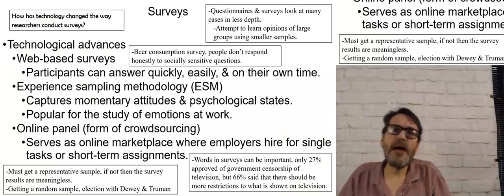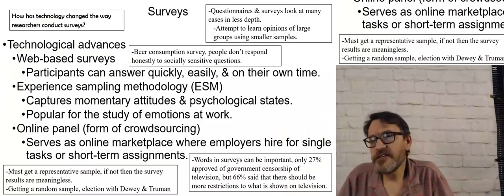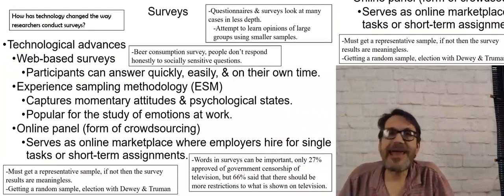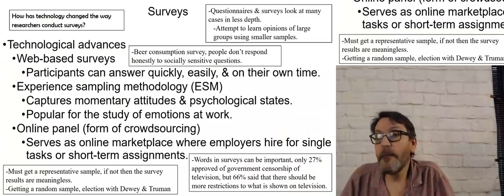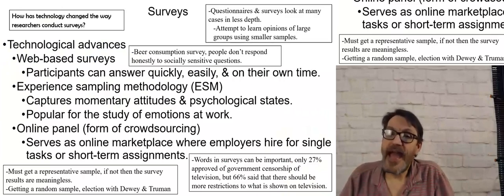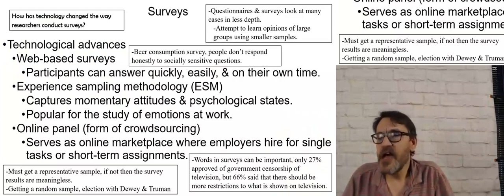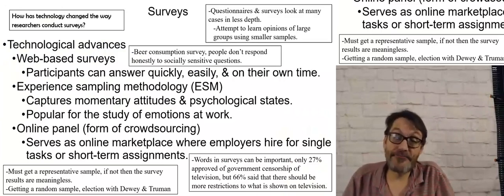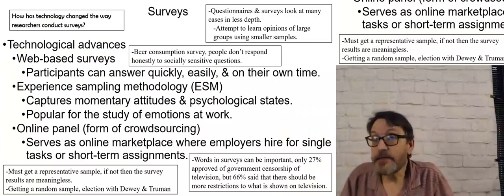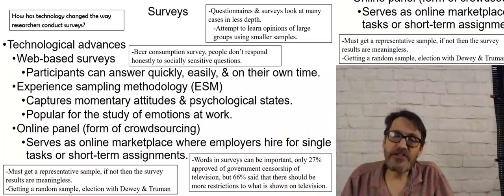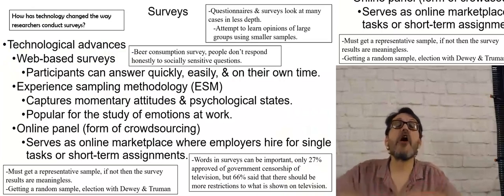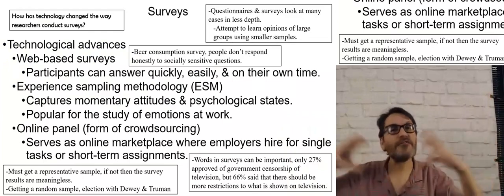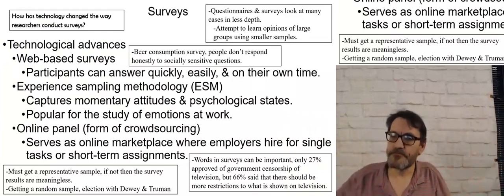So clearly, using the internet for surveys is quicker. People can do it anytime that is convenient for them. You can get all kinds of different things online nowadays. I personally use Amazon MTurk. I'm still using Amazon MTurk as a way to gather large quantities of data relatively quickly. Okay?